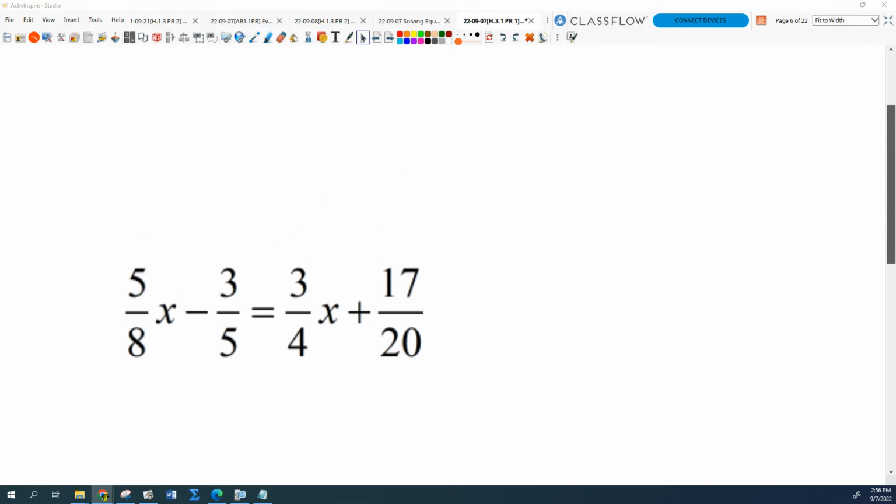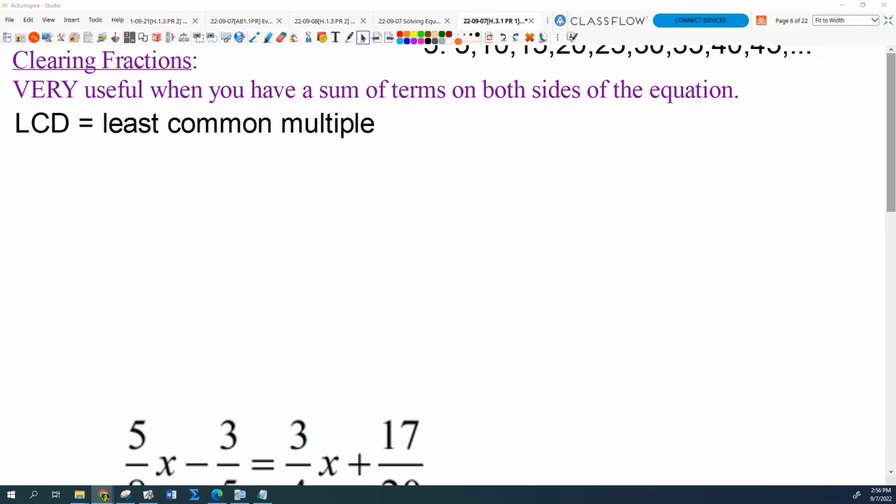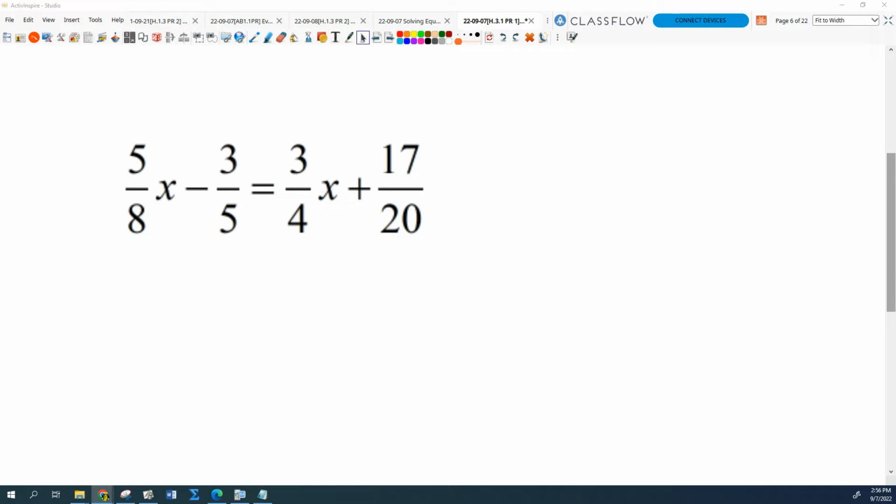Okay, but there is a really good technique to use here to make this much easier. It's called clearing fractions. It's very useful when you have a sum of terms on both sides of the equation, which is what we have here, right? Nothing is being multiplied here. We just have a sum of terms on both sides.